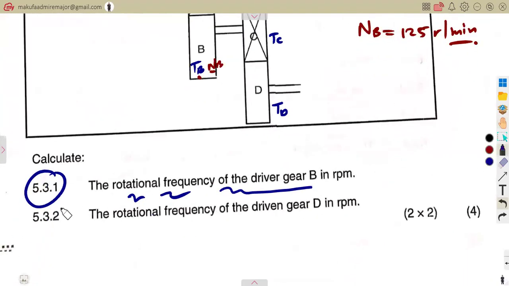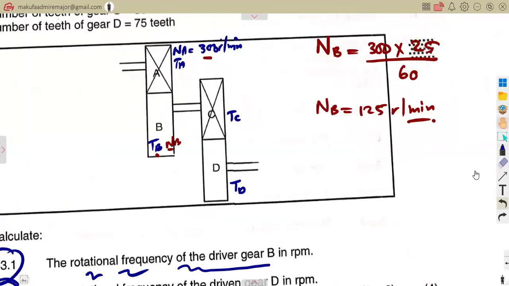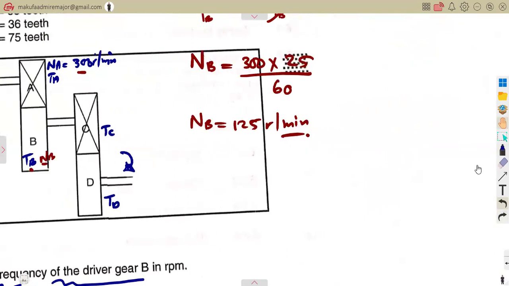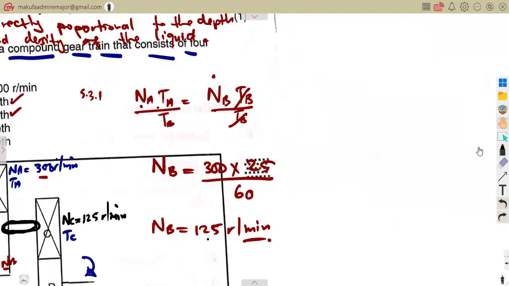And with the same part, we can answer the rotational frequency of the driven gear D. D is the driven, driven by what? By C, which is on the same shaft with B, meaning to say they are at the same speed. The speed that we are seeing at B and at C is the same. So meaning to say at C, we also have the speed of B of 125 revs per minute. So with that, we can also consider to say the product driver, product driven is supposed to be the same. So NCTC in this case can work.